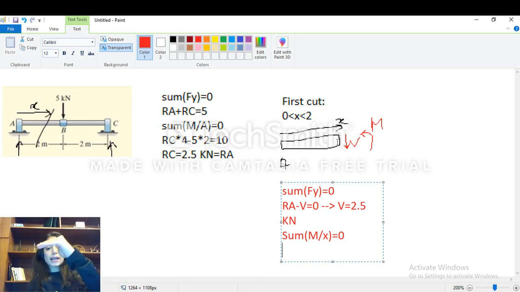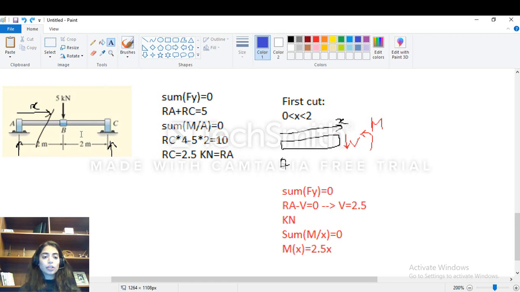Now RA times x is in the opposite direction to m. It is clockwise while m is counterclockwise. So basically, guys, RA times x minus m, or m minus Ra times x is equal to 0, which means that m at any x between 0 and 2 is equal to Ra, which is 2.5x. This is the equation of m for any x between 0 and 2.